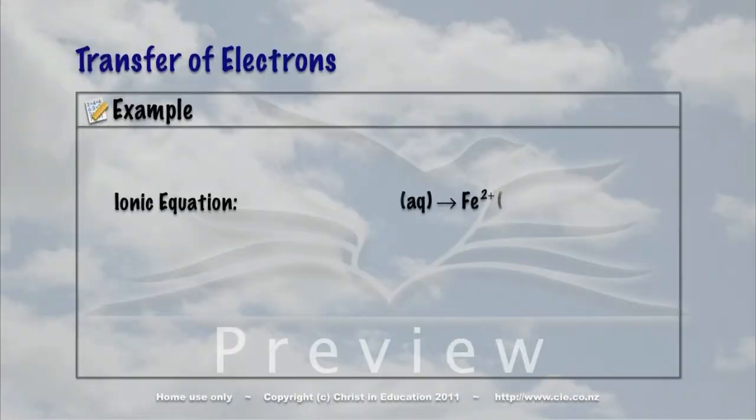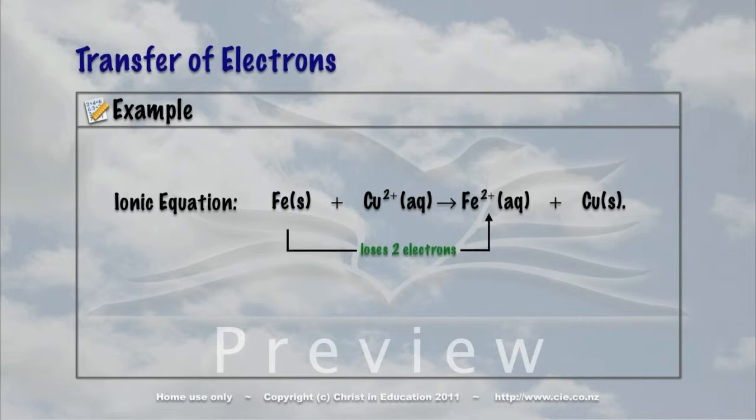So let's now have a closer look at our ionic equation to see exactly what happened. So here we have our ionic equation. And we can see that iron, the iron metal, lost 2 electrons to form the ferrous ion. Copper, on the other hand, gained 2 electrons to form the element copper, solid copper.